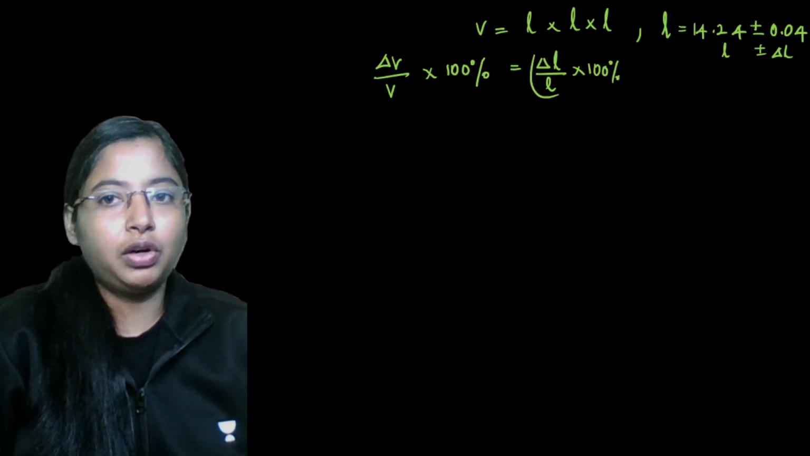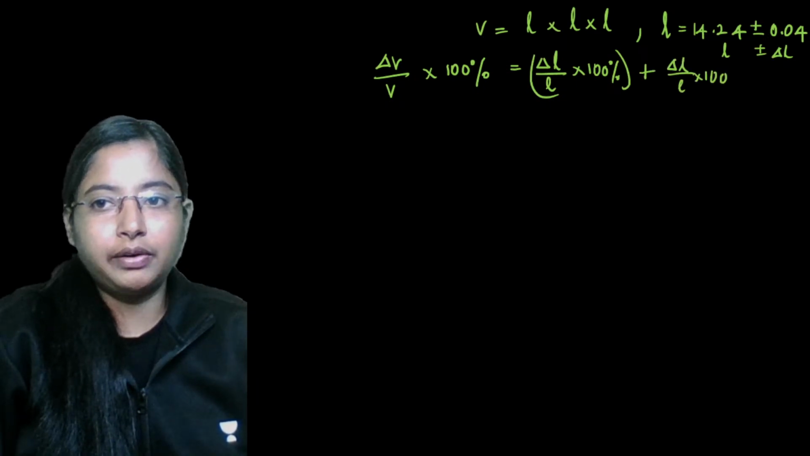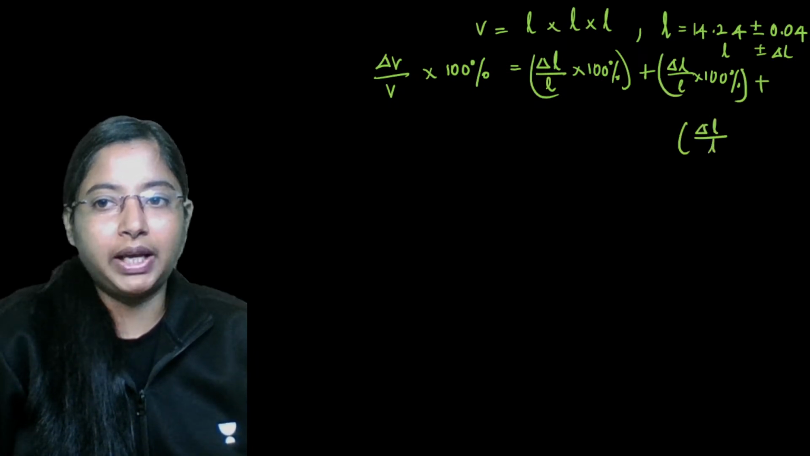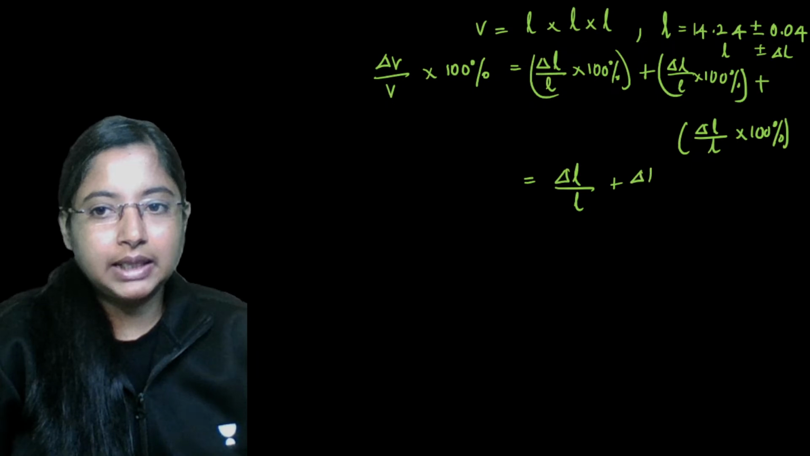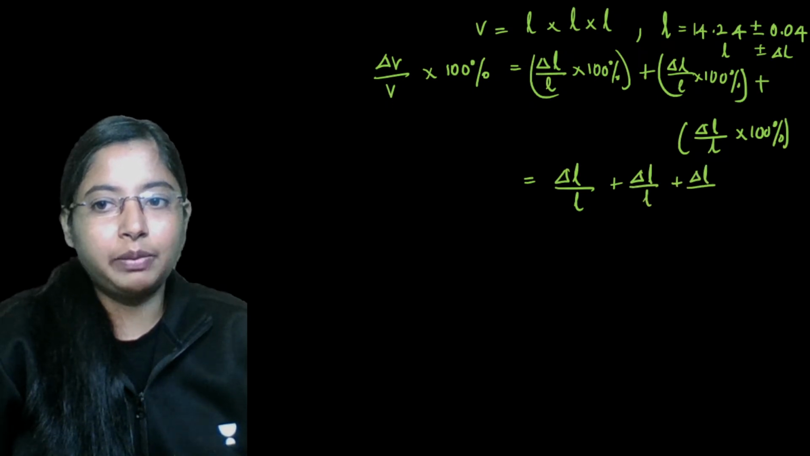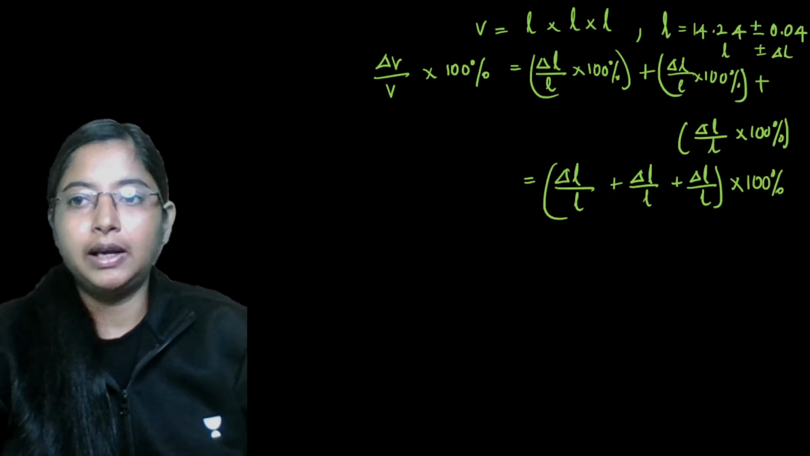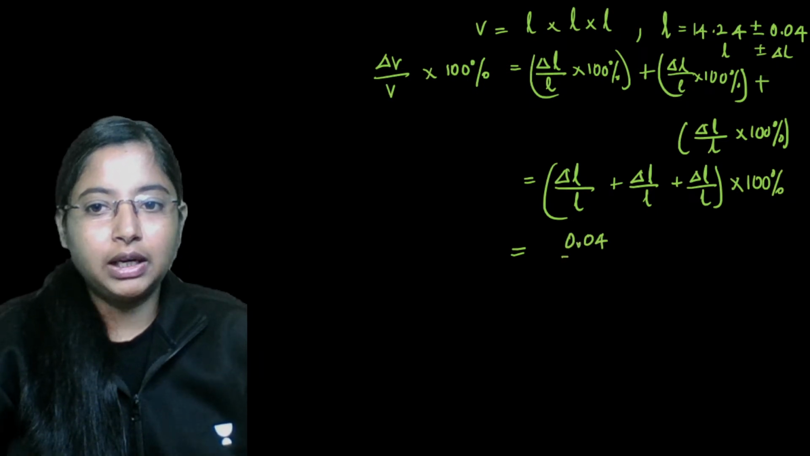Similarly, we can do it for the other two values. Plus delta L by L into 100%, plus again delta L by L into 100%. What we will do is simply add delta L by L plus delta L by L plus delta L by L, and the final quantity we multiply by 100%. Very simple. What is delta L over here? Delta L is 0.04, divided by the mean value, that is 14.24, right?